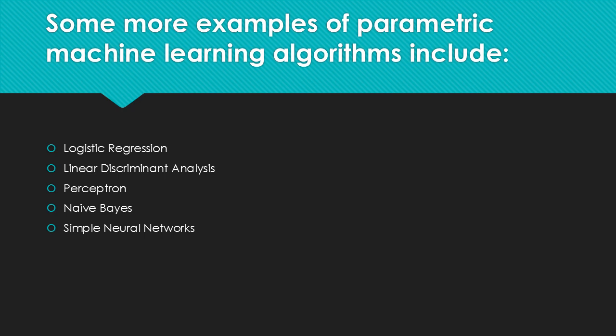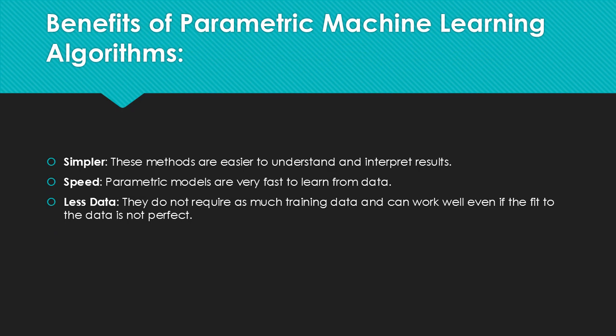Here are some examples of parametric machine learning algorithms. The first one is logistic regression. The second one is linear discriminant analysis, then perceptron, naive Bayes, and simple neural networks. We will be learning about simple neural networks in the 5th unit, logistic regression in the second unit, and perceptron and naive Bayes in the 3rd unit.